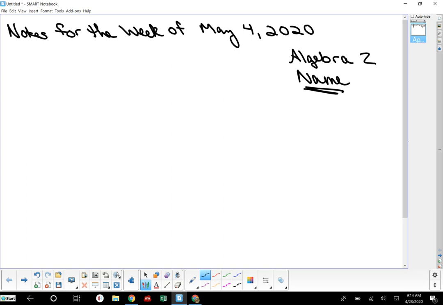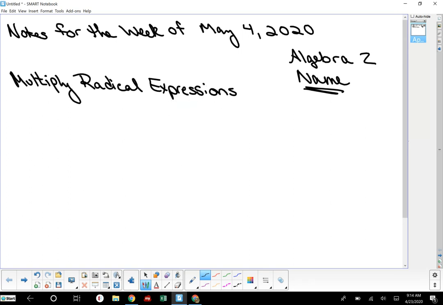All right, and what we're doing this week is we are going to talk about different strategies to multiply radical expressions. And if you're labeling sections and things, this is 6.4. Okay. All right, so we have some examples that'll start easy, get a little bit harder.